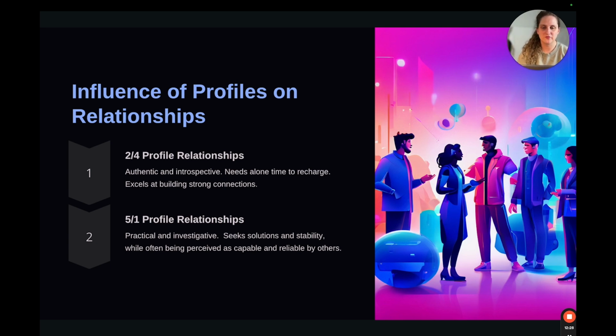Okay, the 5-1 profile in a relationship: practical and investigative. They're going to seek solutions and stability while often being perceived as capable and reliable by others. So let's say you own your own company and you need somebody who is capable and reliable and follows through each time. You might want to look for somebody who has a 5-1 profile. Or inside of relationships, you need someone to care for your children. You're probably going to look for a 5-1 profile in that instance.